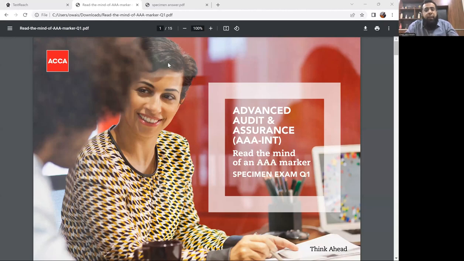Hello everyone. Let's start today's discussion. I hope you all remember that in the previous class we had a discussion on question number 1 of the specimen exam of Advanced Audit and Assurance. In today's class, we will look at a very important document relating to question number 1, which we discussed in the previous class.